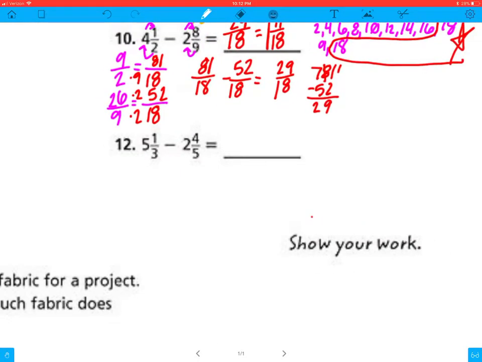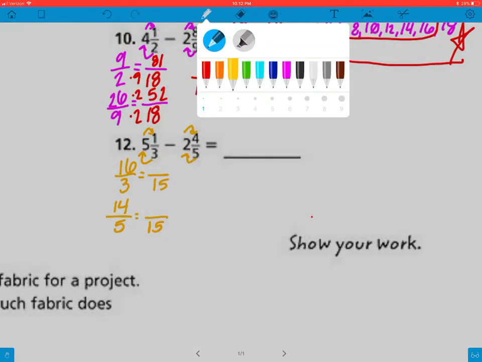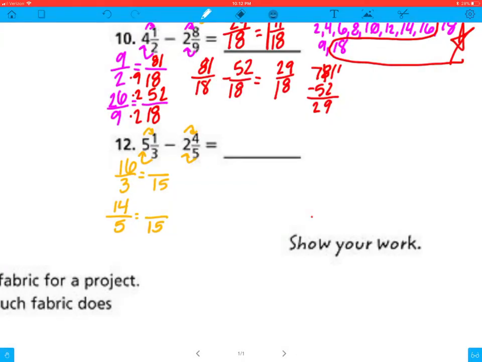Number 12. 5 and 1/3 minus 2 and 4/5. I'm going to make this into an improper fraction. So 15 plus 1 is 16 over 3. 5 multiplied by 2 is 10. Plus 4 is 14 over 5. My common denominator is 15. I multiplied the 3 by 5, so I need to do that to the 16. So 16 multiplied by 5, there's 30, put down a 0, carry the 3, and then 8, so 80/15. I multiply the 5 by 3, and now I do the same to the 14. There's 12, 42.